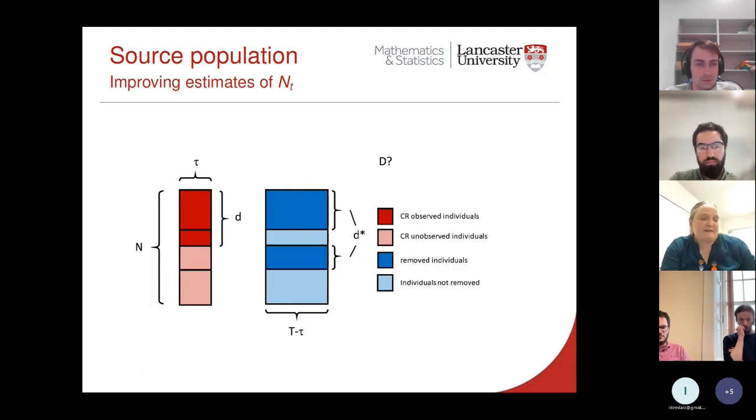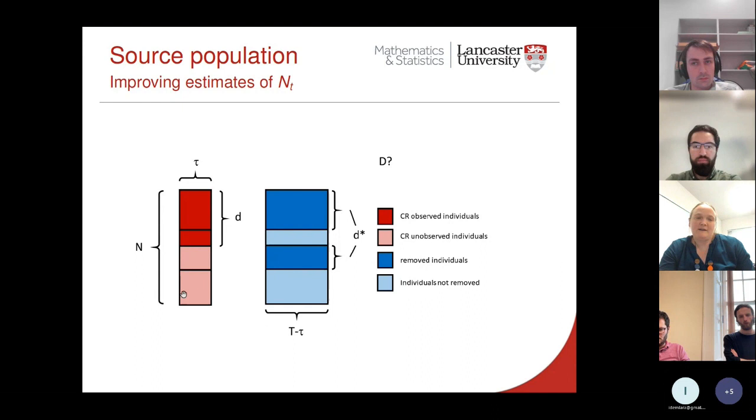Okay, so we thought, okay, well, that's great. But as I mentioned with the Telfairs, we don't know which individuals were removed. And it's more likely that you're not going to know which individuals are removed, because typically the capture-recapture data that you'll have from your source population might well be collected separately from the captures which are going to be done for the removal and translocation.